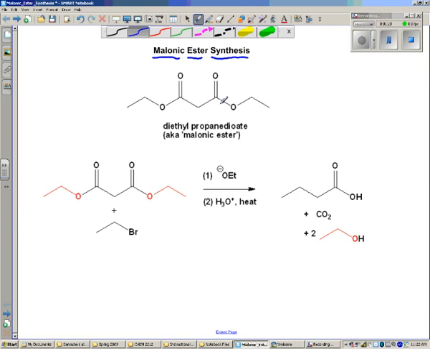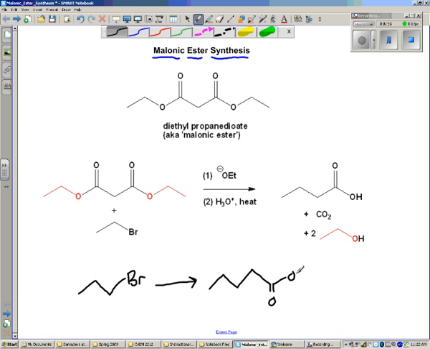Alright? This is still to do with acidic hydrogens like you've been seeing in previous videos in this chapter. And basically what this allows you to do is take an alkyl halide. Let's say we have 1-bromopropane here. And from that we want to make a carboxylic acid that looks like this. Let's say we want to make this.